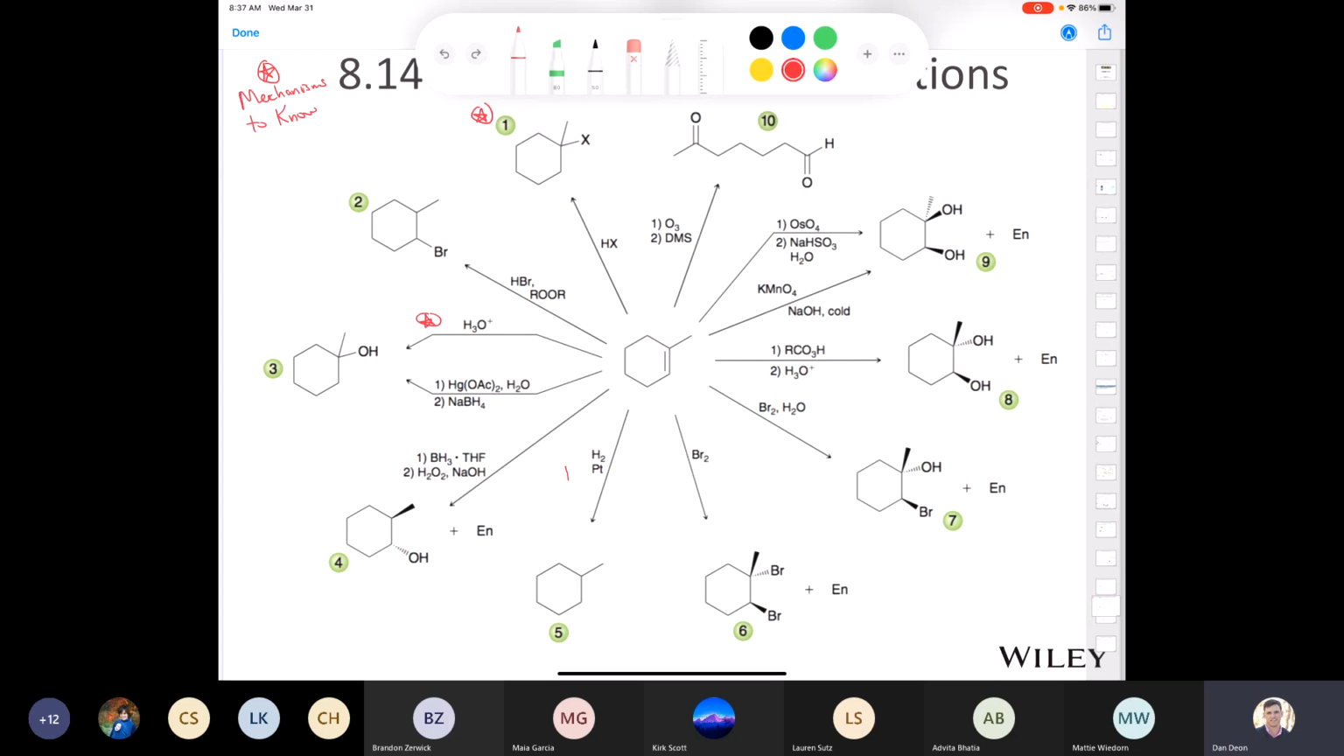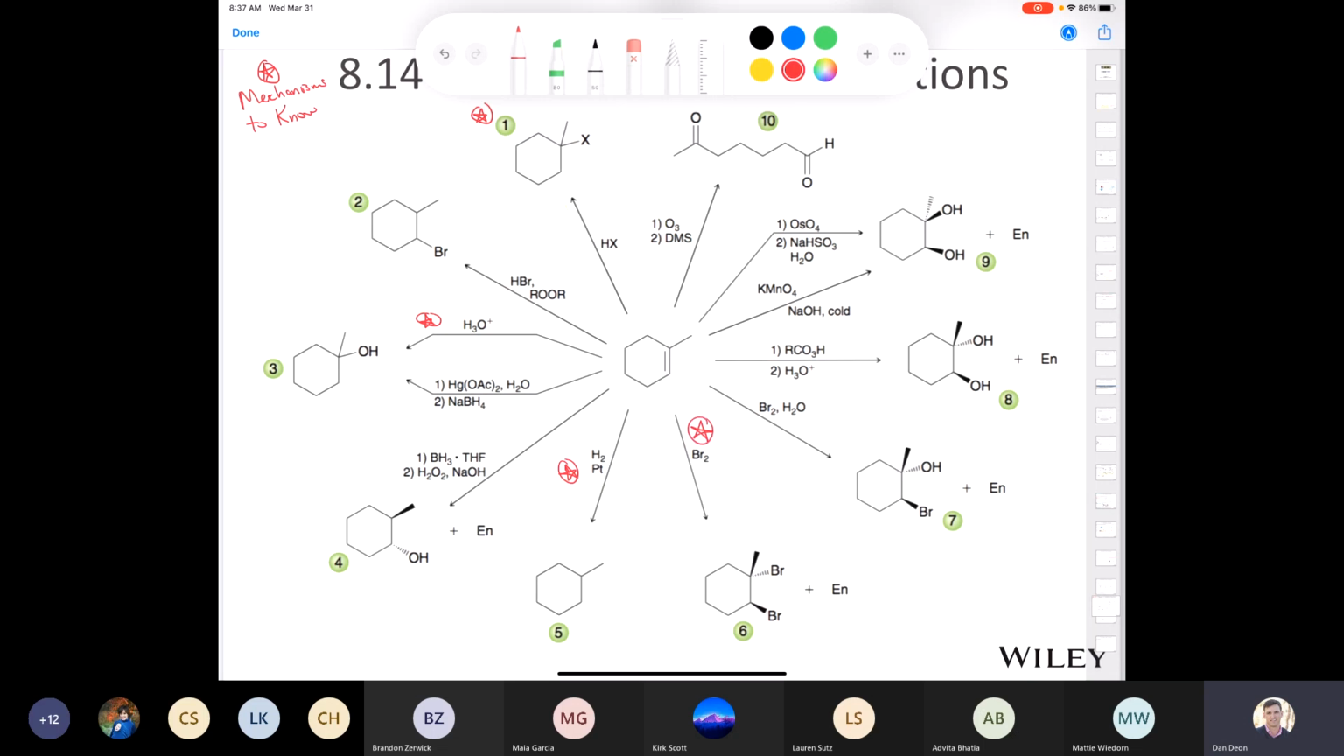I'm going to put a star by this one. I'm probably not going to ask you to draw the surface of a metal and show hydrogen sticking off of it. But you know what? We spent enough time talking about it that I think it's important that you understand that mechanism so that you understand the syn addition of hydrogen when we do a hydrogenation reaction. Hell yeah, you've got to know the mechanism for halogenation with bromine or chlorine, right?